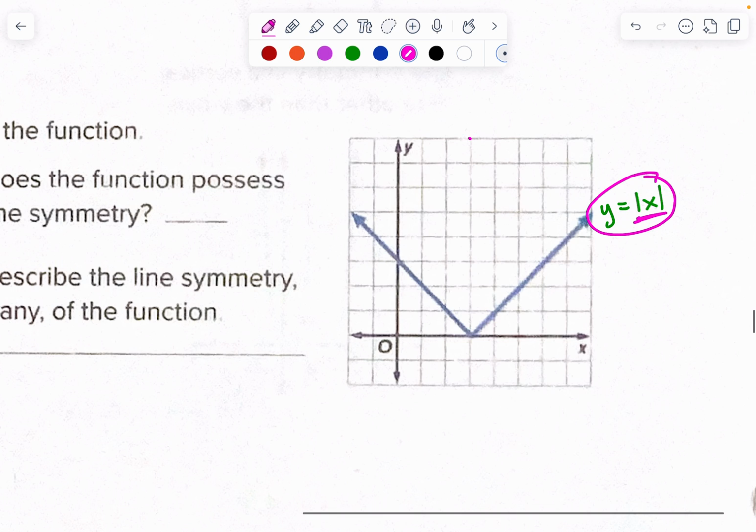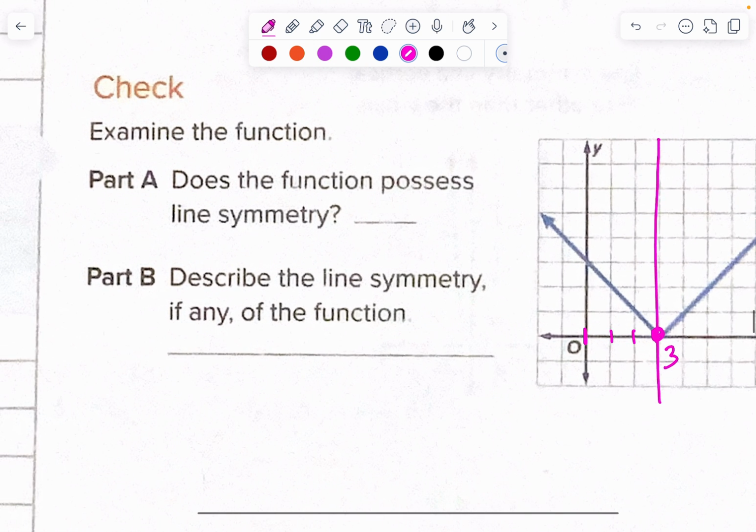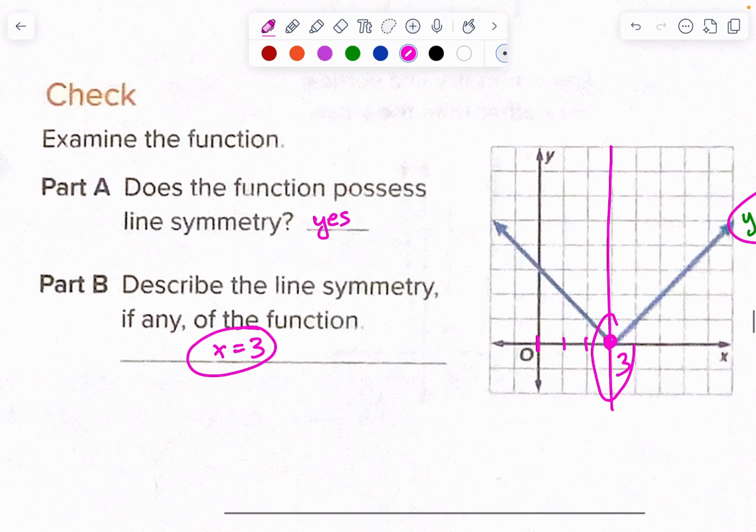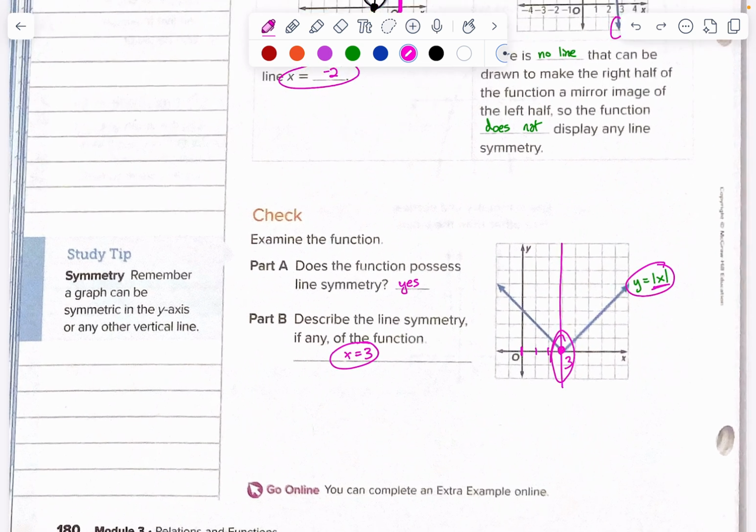And if I fold him in half, he will fold in half right here where this vertex is. If this is the y-axis, this is 1, 2, 3. Does the function possess line symmetry? Yes. Describe the line symmetry. It is at, not y, it is at x equals 3. That straight up and down line is crossing through the x-axis at 3, okay?